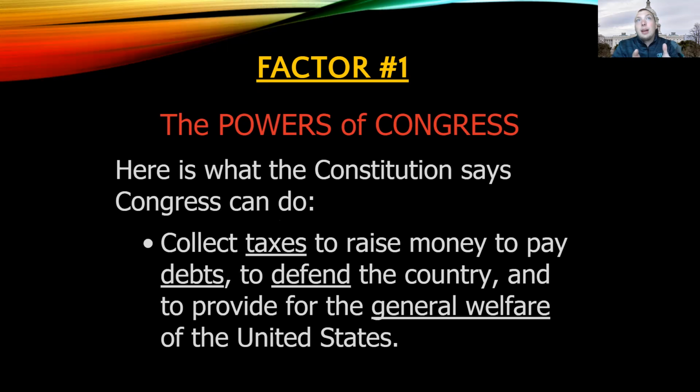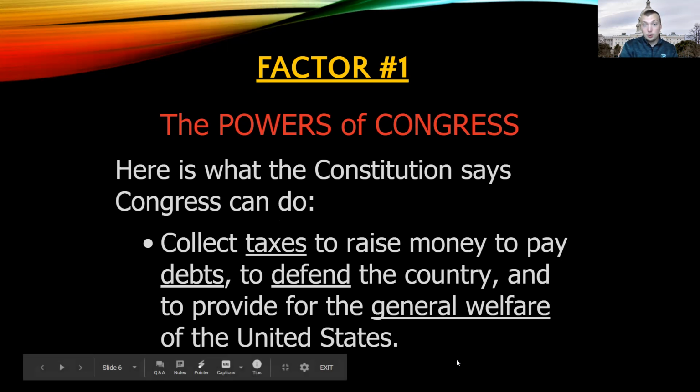The Alexander Hamilton view of government is that we take a loose interpretation of the Constitution and mold it how we want. And then you have some people closer to Thomas Jefferson who say we need to take a very literal interpretation of the Constitution. But here's the text itself from the Constitution. Congress is to collect taxes, to raise money and pay debts, to defend the country, and provide for the general welfare of the United States.